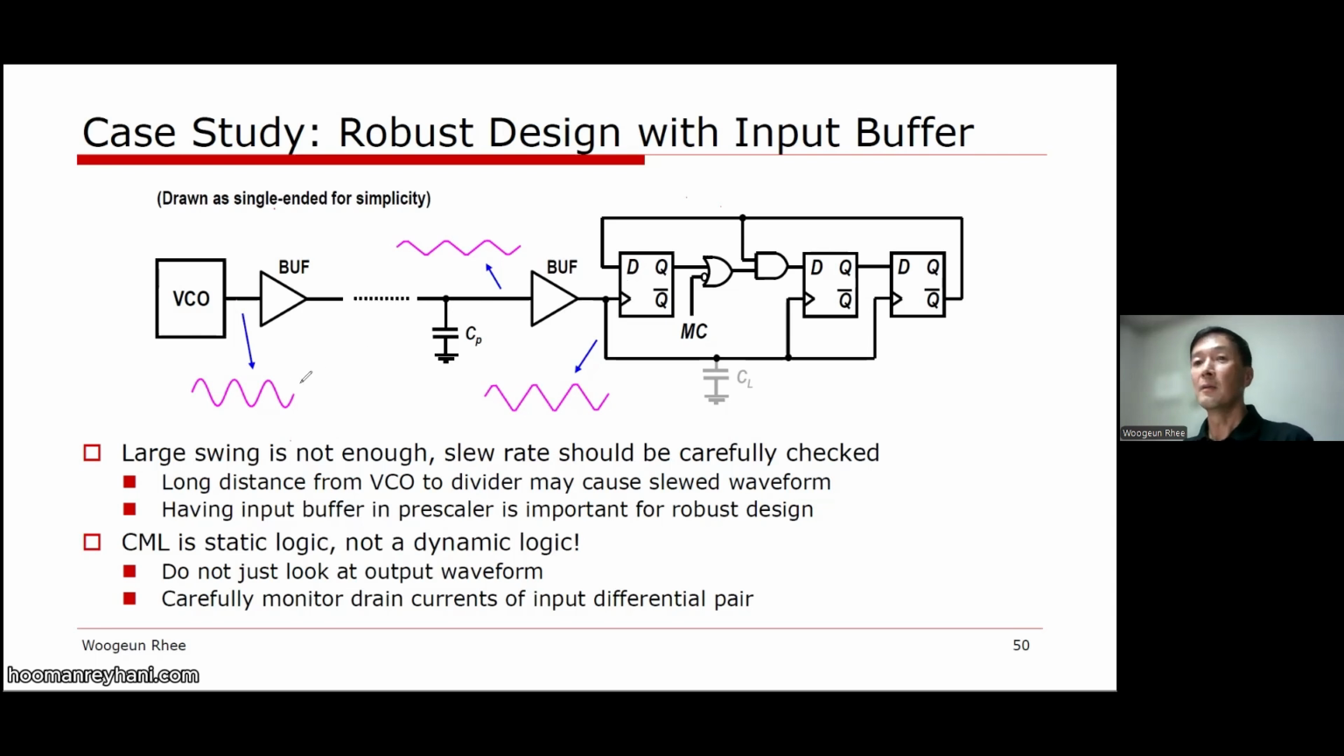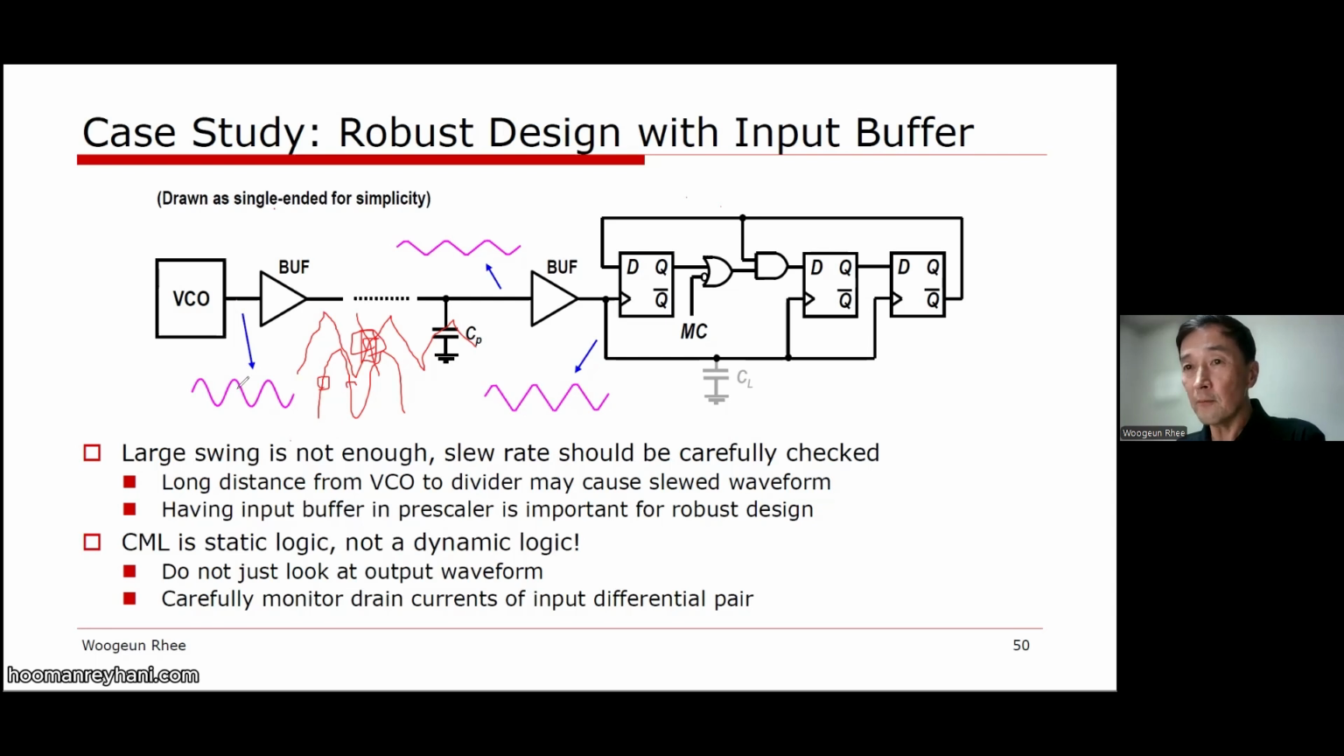Why? Because input sensitivity means large swing, but another important part is the slope, the rising and falling time. Even though you have a large swing, if it's smooth, like a triangular shape, then the D flip-flop will not work, because during this time we have a huge overlap of the clock and clock bar. During this overlap time, current will flow in both sides, clock and clock bar, with a significant portion, and then the positive feedback will not work. So that's why the smooth condition is the most dangerous part.